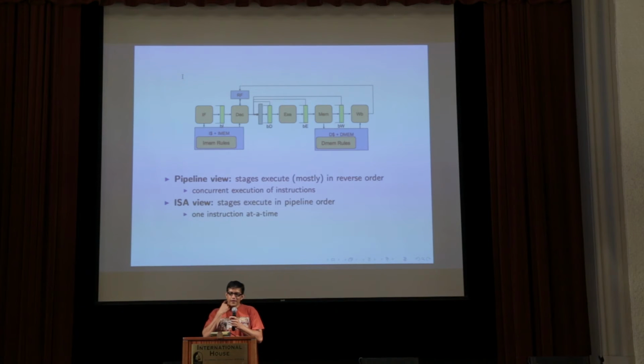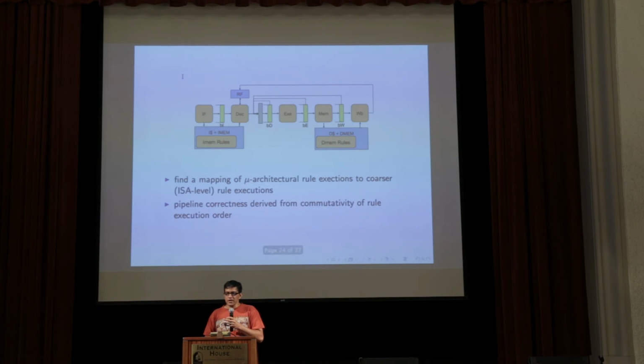In the ISA view, what's happening is that an instruction enters the pipeline at the beginning and goes through the entire pipeline and then exits, and you get a committed instruction. So the architectural view is at the ISA level, instruction level, and the pipeline view is at the microarchitectural level, and you need to find a mapping between the two. The pipeline correctness is derived from the fact that you can actually commute these rule execution orders. Now, this is something I haven't fully understood and I can't explain it, but Nirav will have the details.